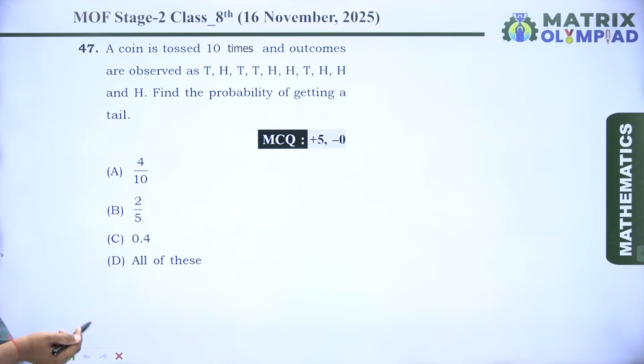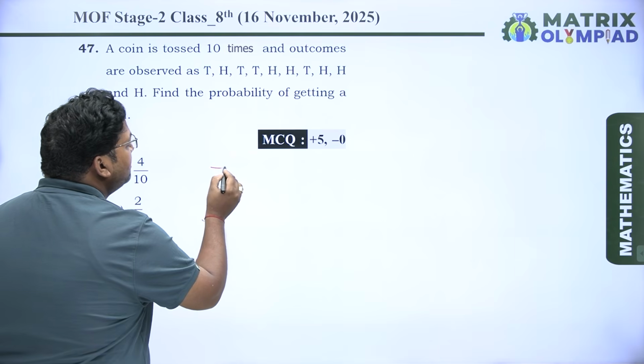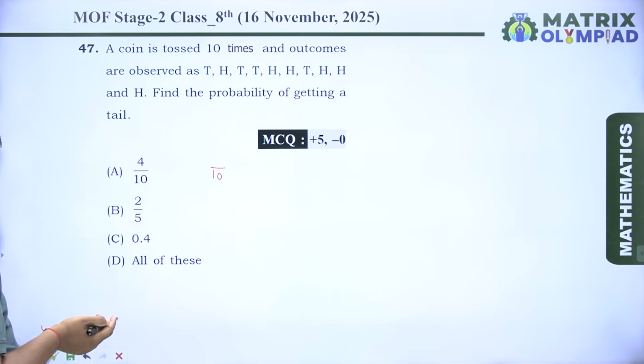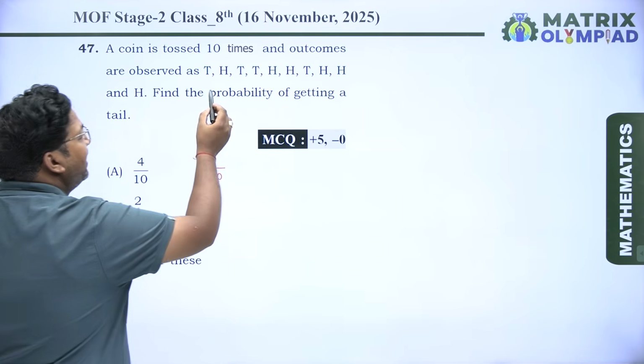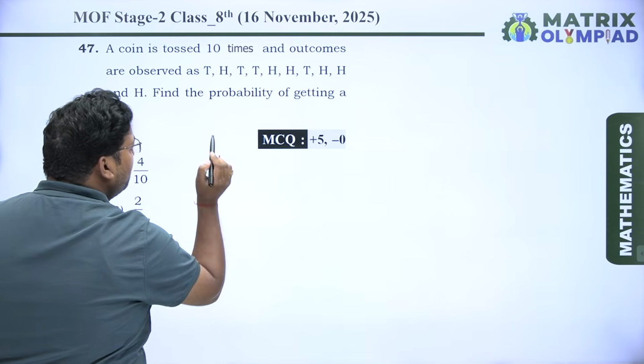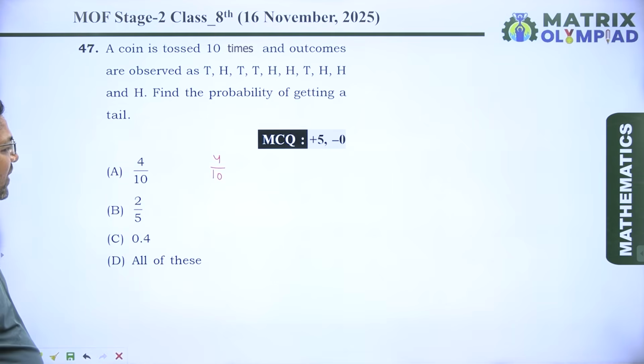Question number 47. A coin is tossed 10 times and outcomes are observed as T, H, T, T, H, H, T, H, H and H. Find the probability of getting a tail. So here you can see total outcomes are 10 and we have to find out the probability of getting a tail. So here you can see tails are how many times? 1, 2, 3, 4. So it is 4. So the probability for this is 4 by 10.